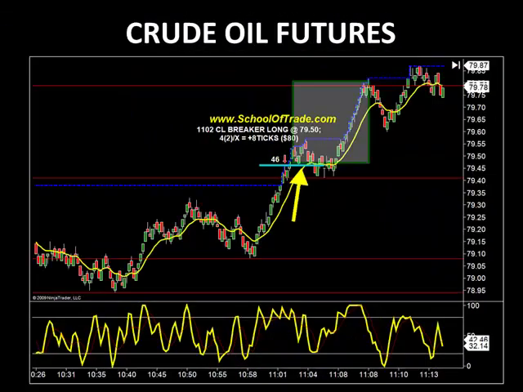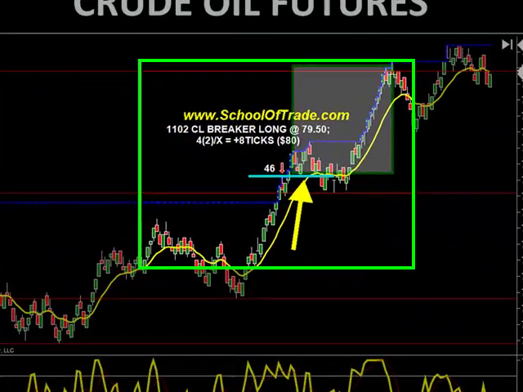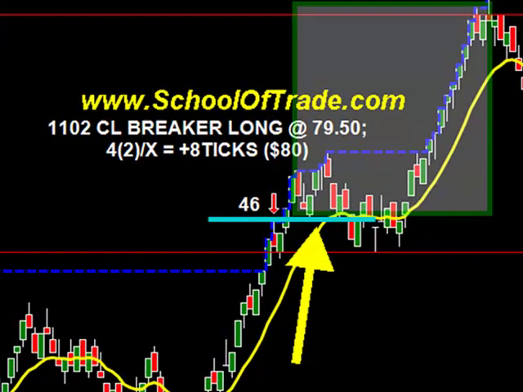Next trade here was on Crude, the final trade of the morning. Another 8 ticks, of course. Small winners across the board. We saw some relatively decent price action, but really didn't get much as far as any follow-through going on here. Another breaker long, so a lot of trading with the trend here. Had the swing high at 46.